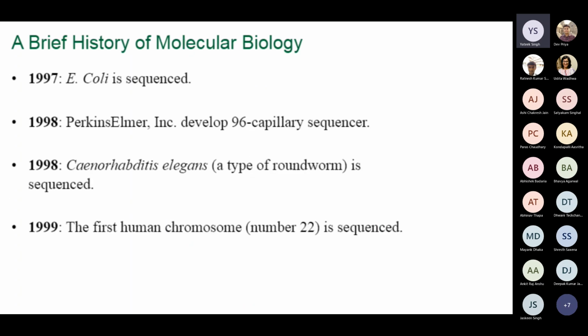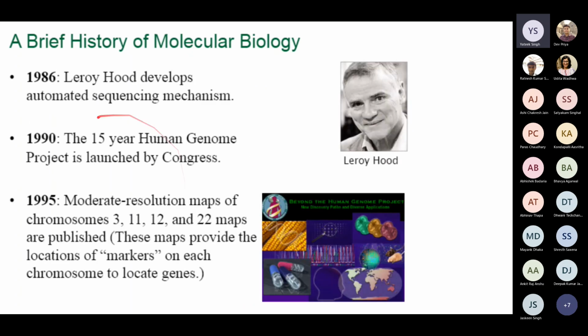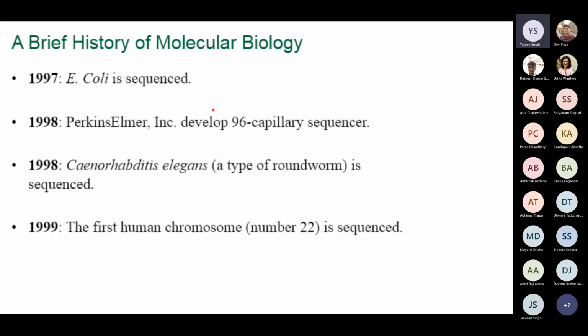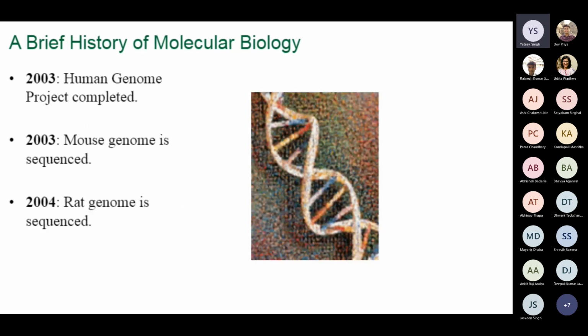So as you can see, from 1986, once the sequencing machinery was developed, scientists basically wanted to sequence more and more and more genomes.